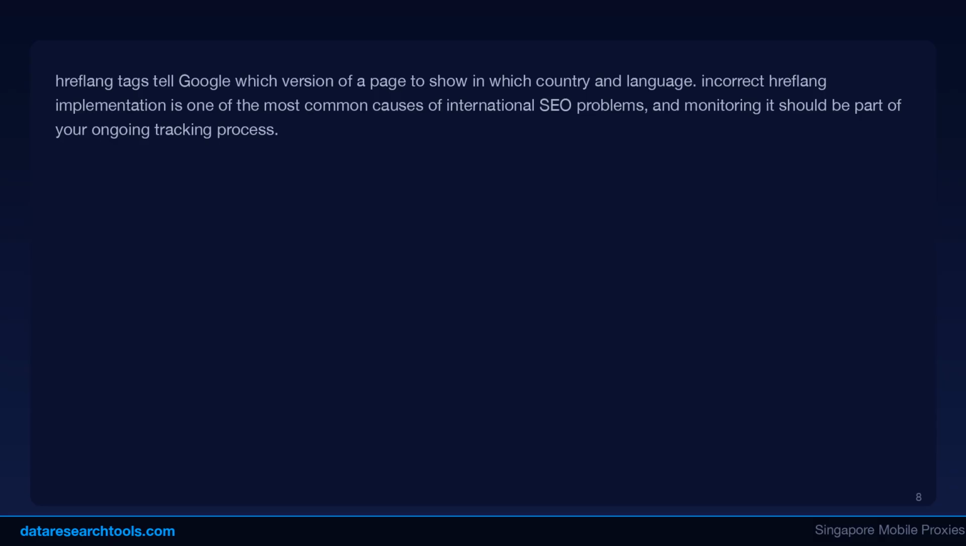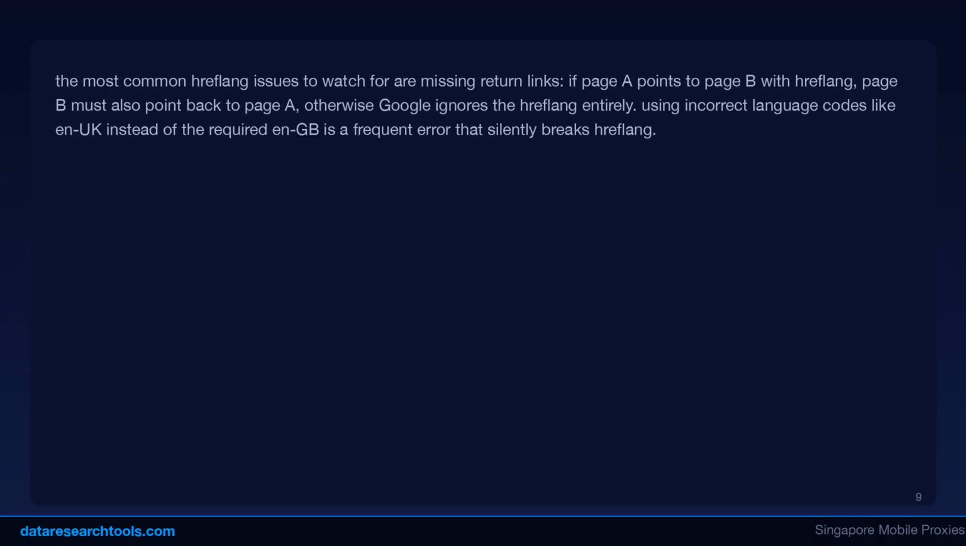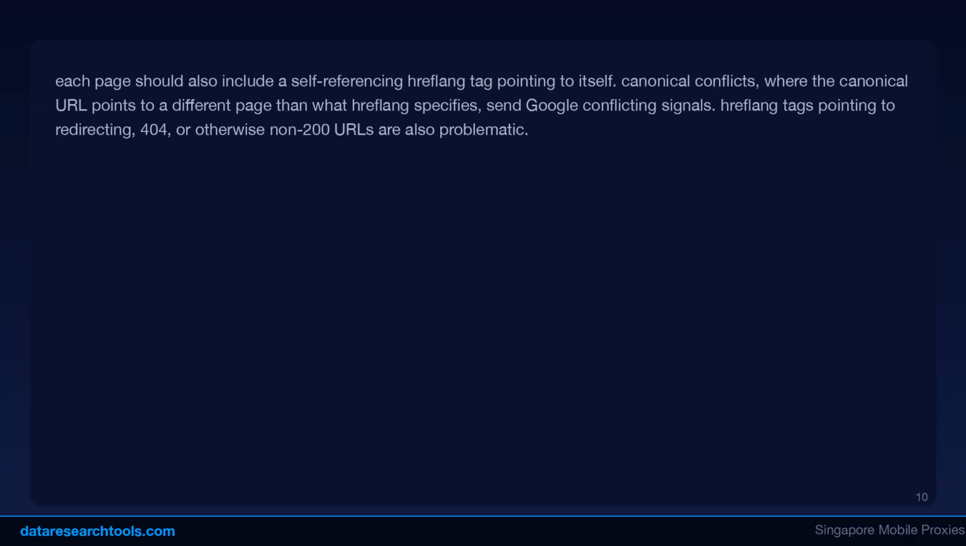Hreflang tags tell Google which version of a page to show in which country and language. Incorrect Hreflang implementation is one of the most common causes of international SEO problems, and monitoring it should be part of your ongoing tracking process. The most common Hreflang issues to watch for are missing return links. If page A points to page B with Hreflang, page B must also point back to page A. Otherwise, Google ignores the Hreflang entirely.